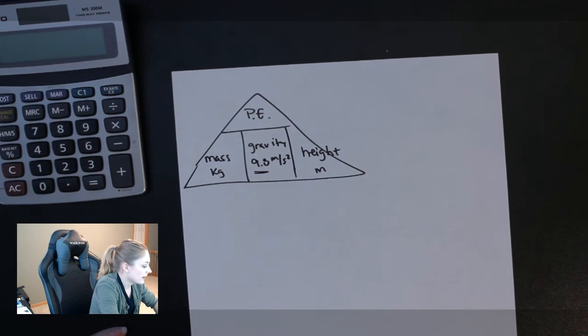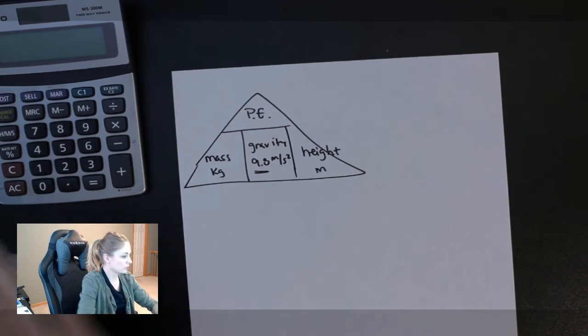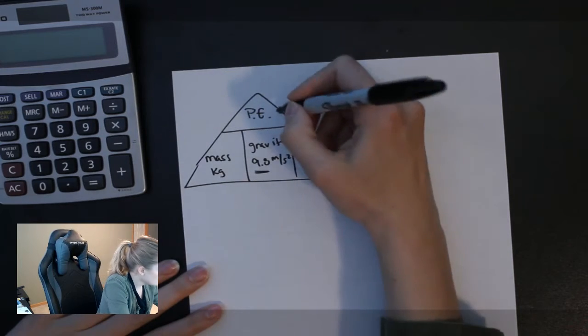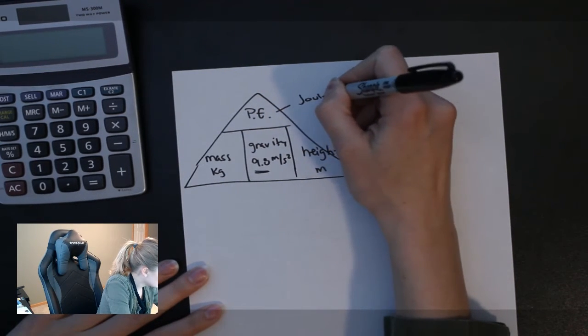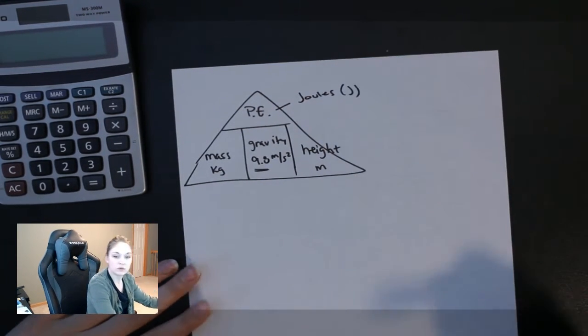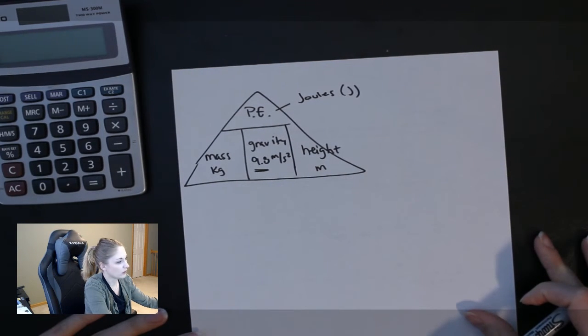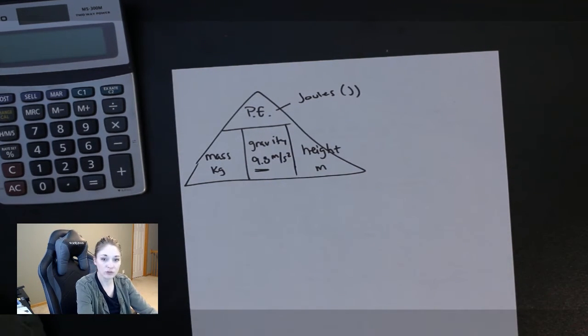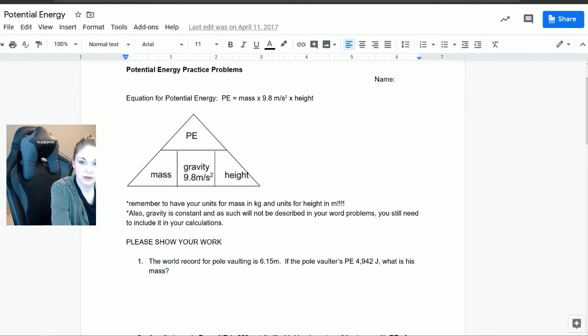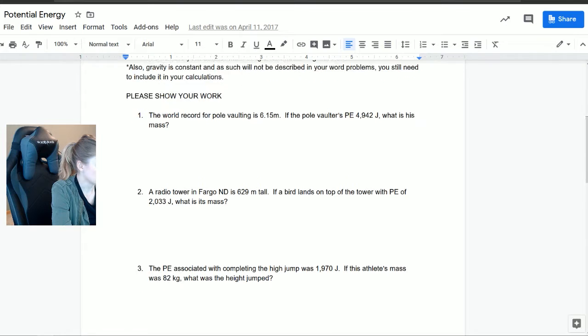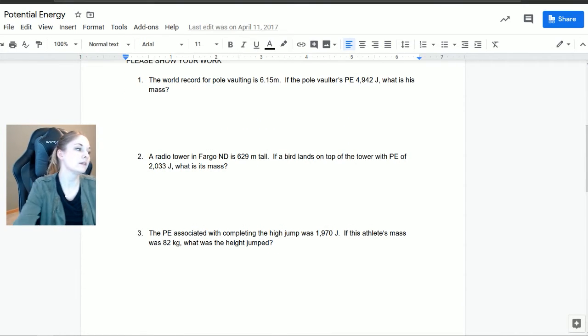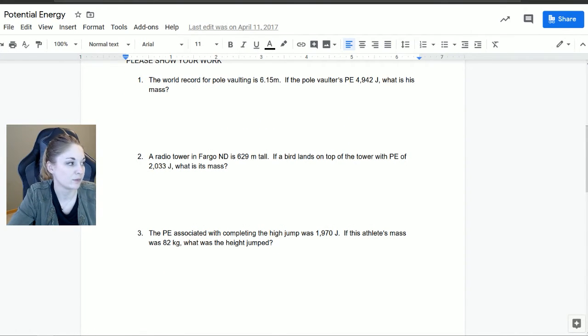So that is what your triangle looks like. Oh, one more thing. Potential energy is going to be listed in joules, or J. So if you see that abbreviation, that is referring to your potential energy piece there. So just looking at your first problem, it says, please show your work, but it says the world record for pole vaulting is 6.15 meters. If the pole vaulter's potential energy is 4,942 joules, what is his mass?